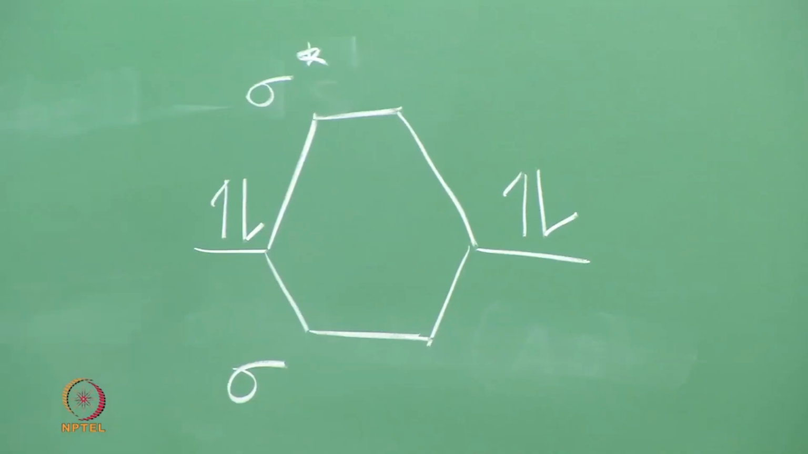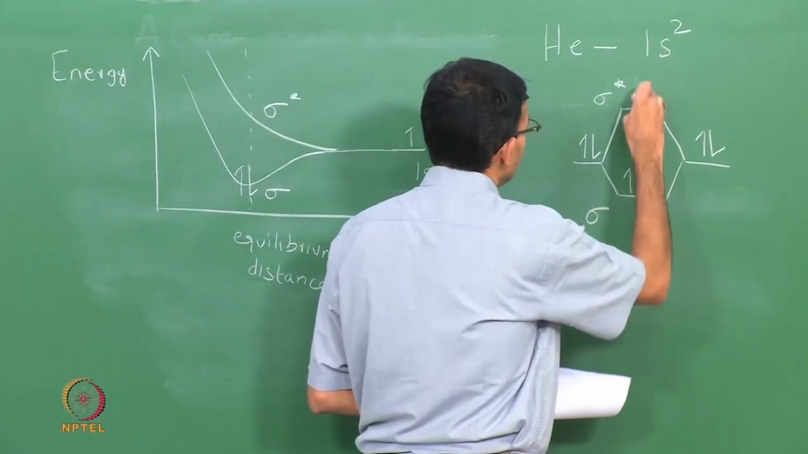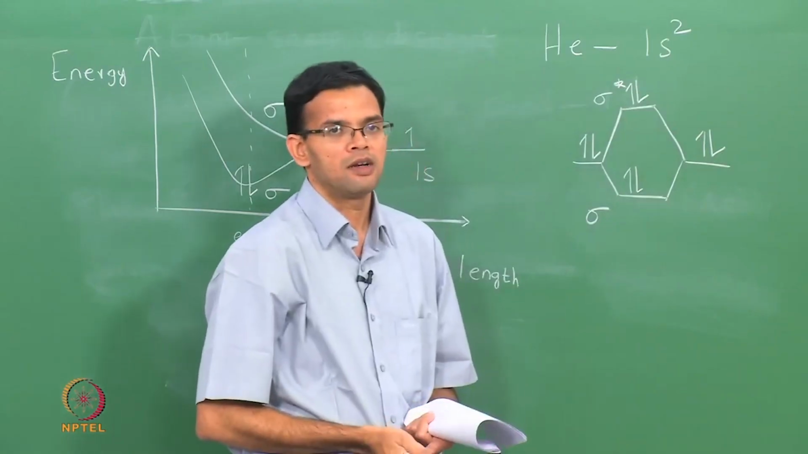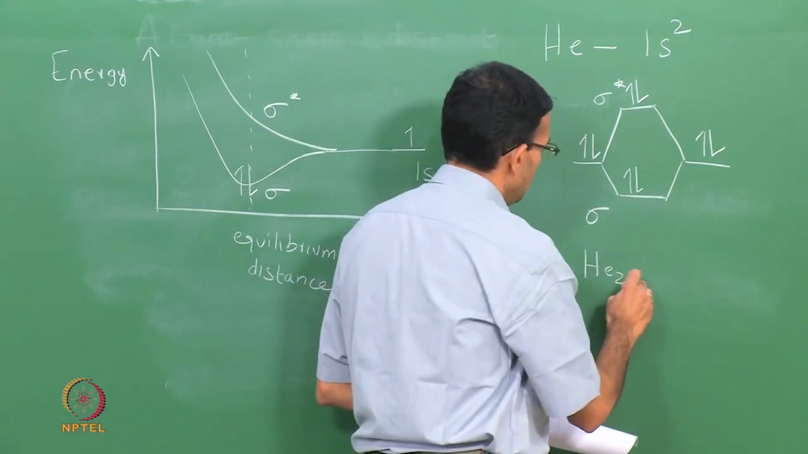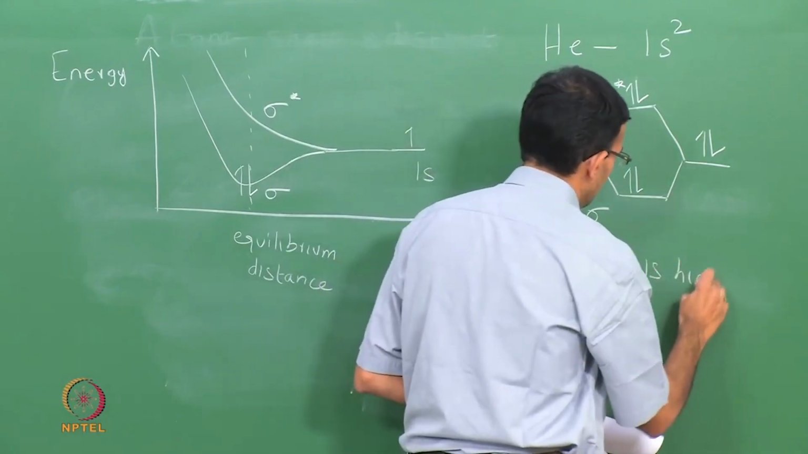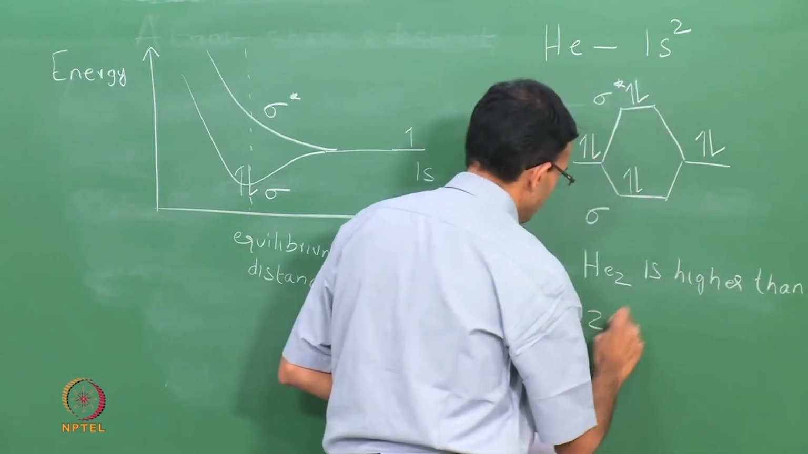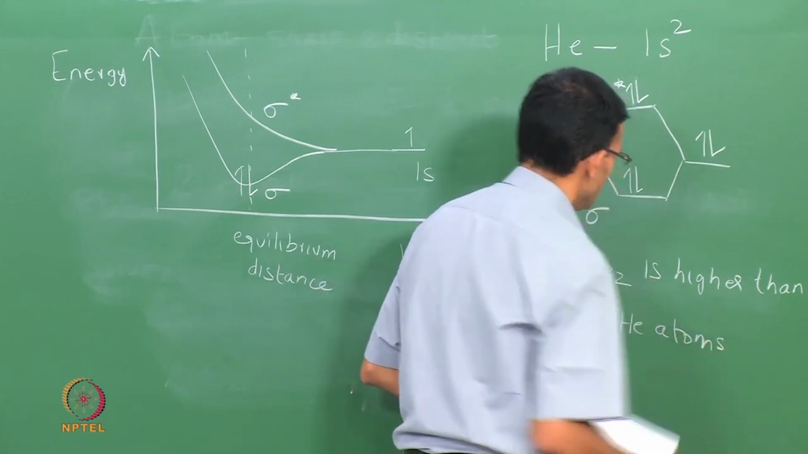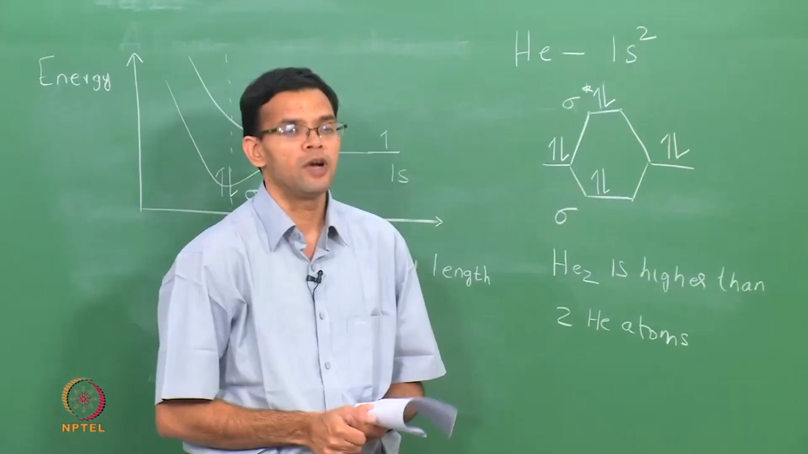So now we have a total of 4 electrons, 2 electrons will go into sigma, but 2 electrons also go into the anti-bonding, that is sigma star. So the overall energy of helium 2 is higher than just 2 helium atoms. So that is why you will not have helium 2. This picture is good enough as long as we have 2 atoms.